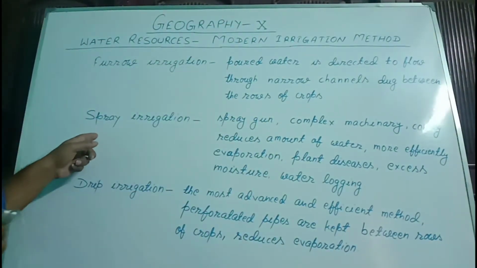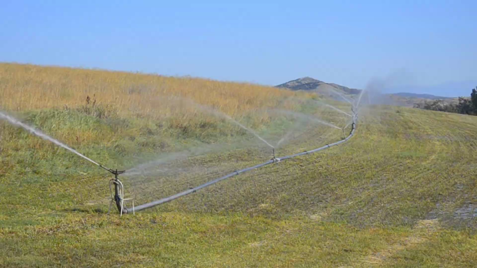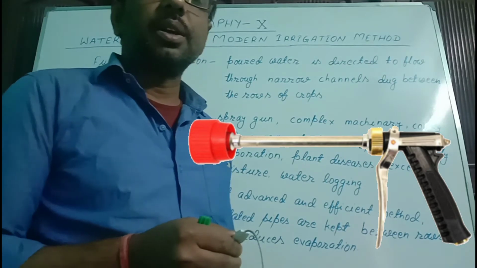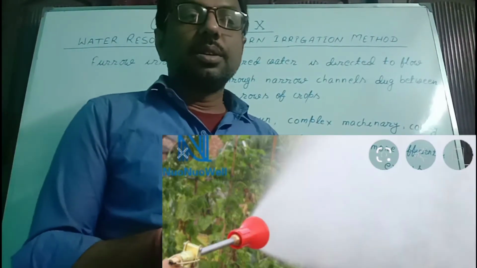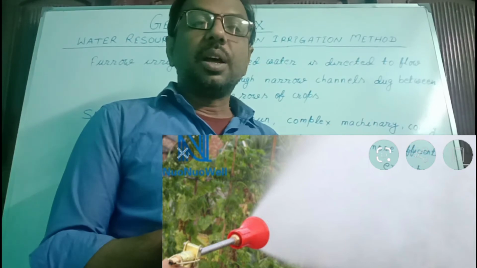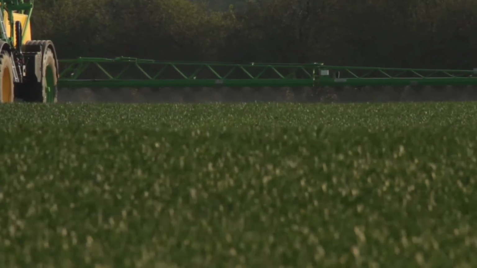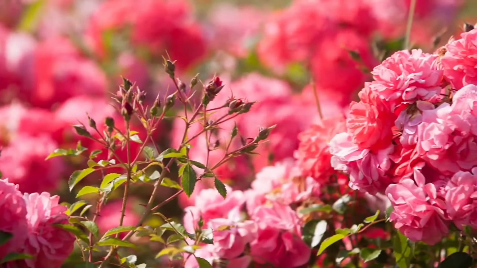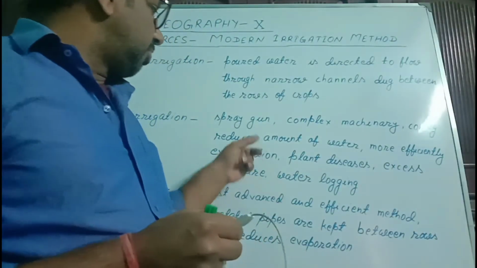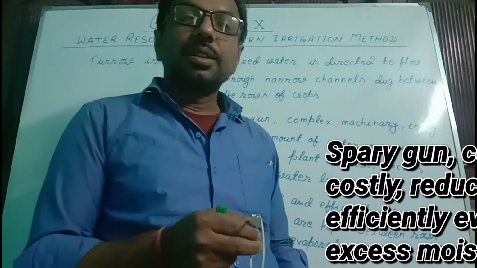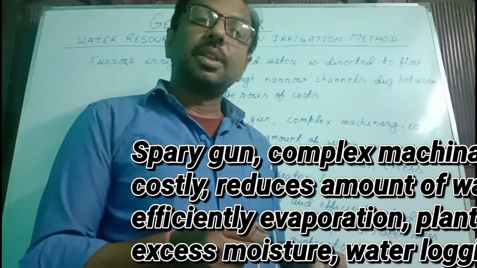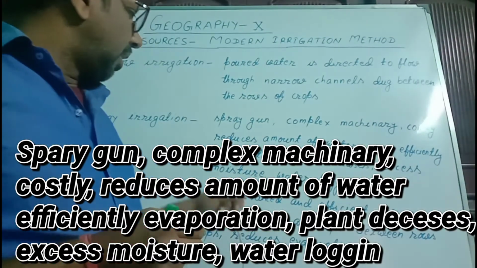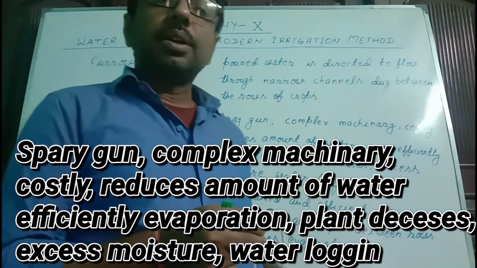Second is spray irrigation. In this process of irrigation, one spray gun is utilized. The spray gun that you have seen is utilized to spray medicines, that is insecticides or pesticides, in the garden or in the agricultural land. This spray gun is complex machinery, so it is costly. That spray gun is costly due to complex machinery. It reduces the amount of water.